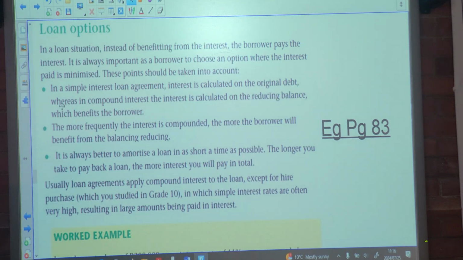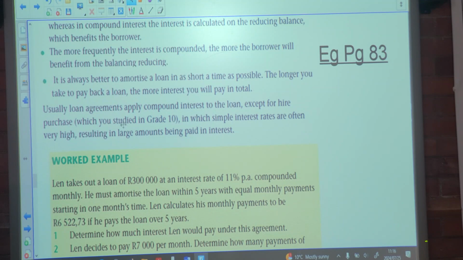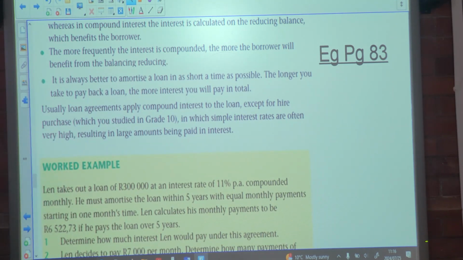Did I read the first point? In a simple interest loan agreement, yeah, you did say that. It's always better to amortize. To amortize is to pay in full a loan in as short a time period as possible. The longer you take to pay back the loan, the more interest you will pay in total. That's what I just explained to you now.